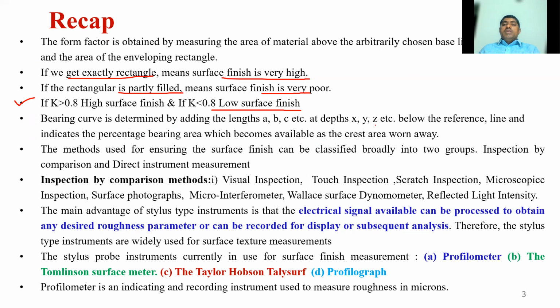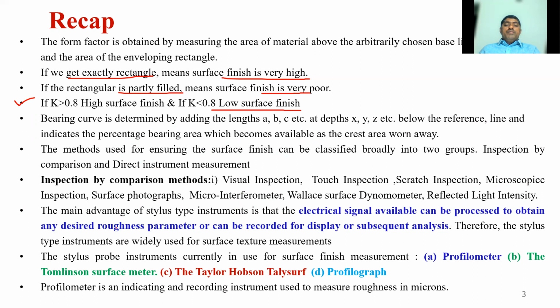And also we have seen the bearing curve. That is determined by adding the lengths A, B, C, etc. at depths X, Y, Z, etc. So there are different methods for ensuring the surface finish. Those methods are classified into two groups: one is inspection by comparison and the other is direct instrument measurement. In the inspection by comparison methods, we have six sub methods: visual inspection, touch inspection, surface photographs, micro interferometer, Wallace surface dynamometer, and reflected light intensity.